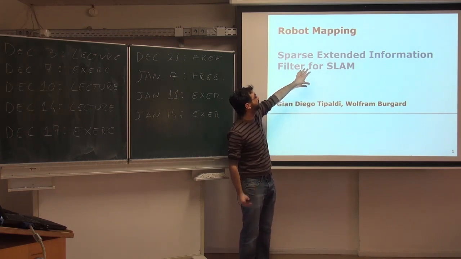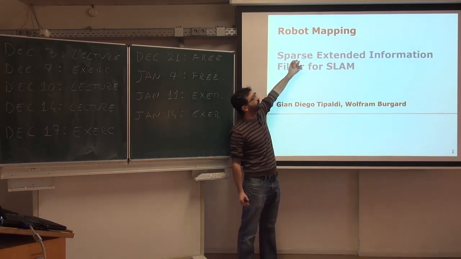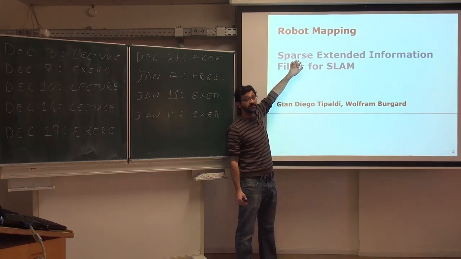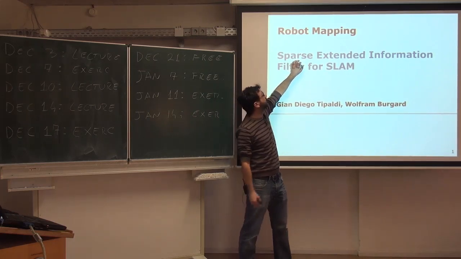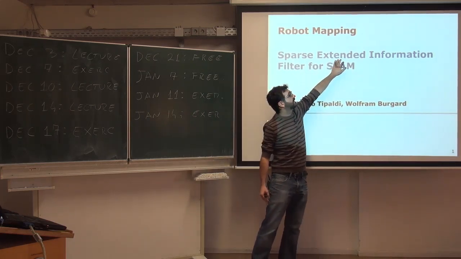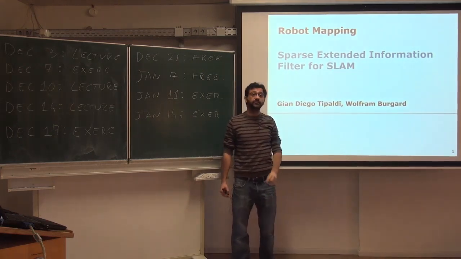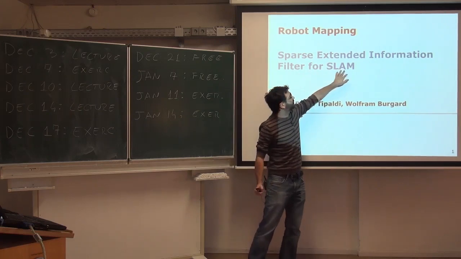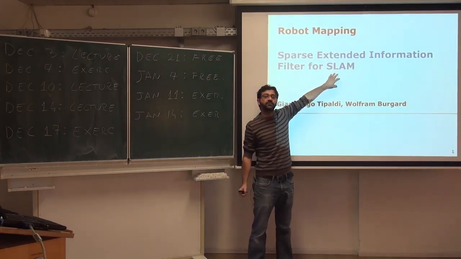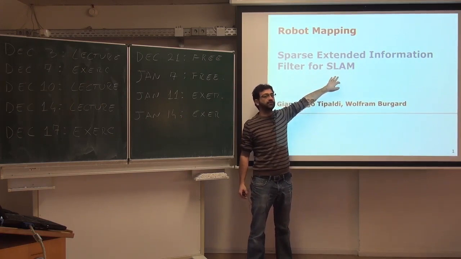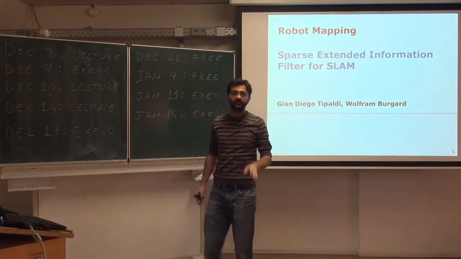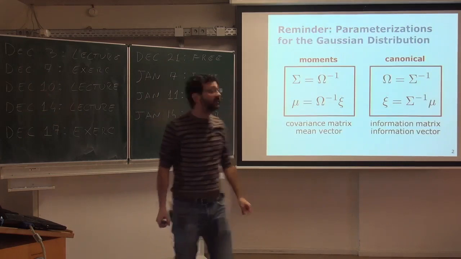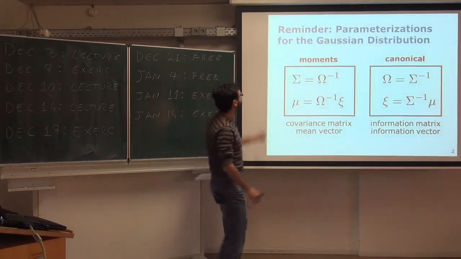The keyword of the lecture today is sparse, so we are going to exploit sparsity, and we'll see later on what sparsity can be useful for. It's an extended information filter, so we still need to do some linearization in there. And the other key is SLAM. SLAM has a particular structure in terms of conditional independence that we can exploit and leverage to make things efficient.